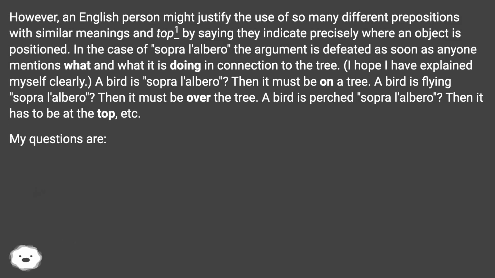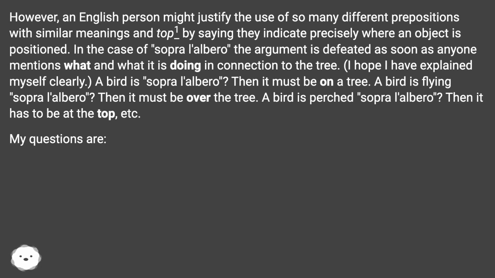However, an English person might justify the use of so many different prepositions with similar meanings by saying they indicate precisely where an object is positioned. In the case of sopra l'albero, the argument is defeated as soon as anyone mentions what it is doing in connection to the tree. I hope I have explained myself clearly.